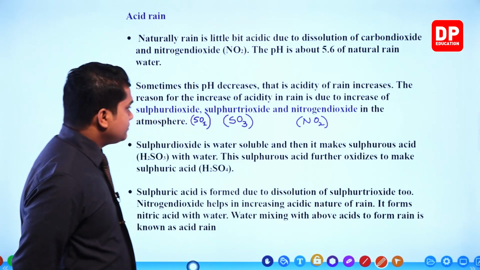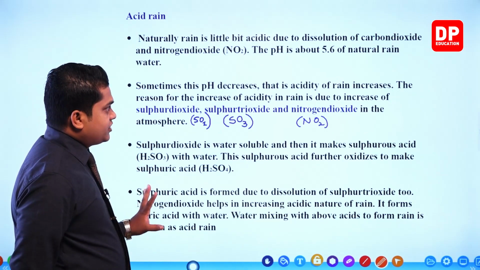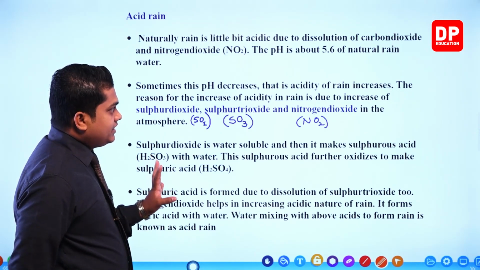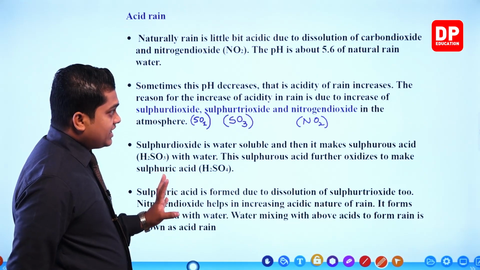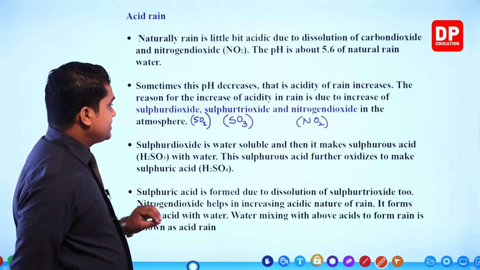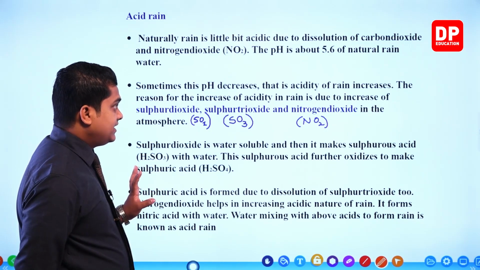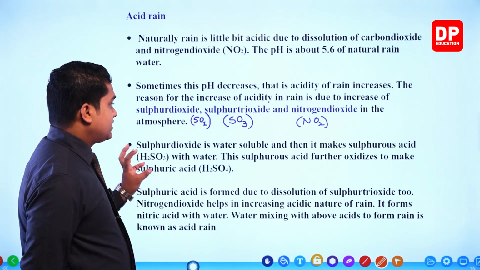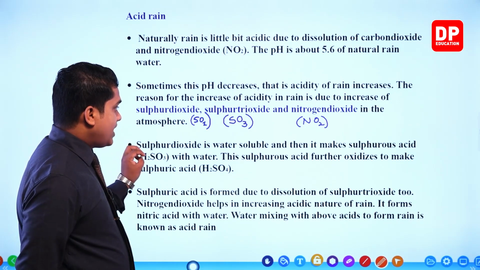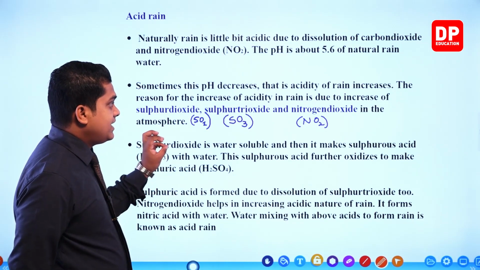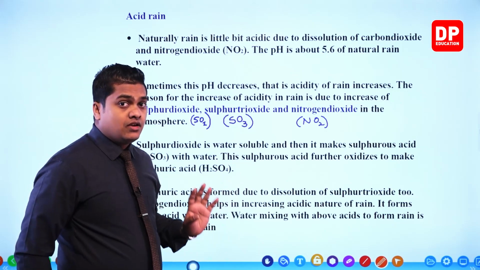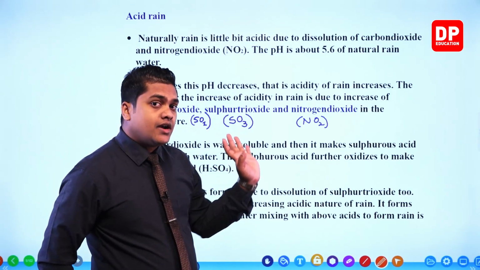Right then. So pH is going to decrease. Therefore the acidity of rain is going to increase. The reason for the increase of acidity is the increase in concentration of sulfur dioxide, sulfur trioxide and nitrogen oxide gases, which are the oxides of sulfur and nitrogen.